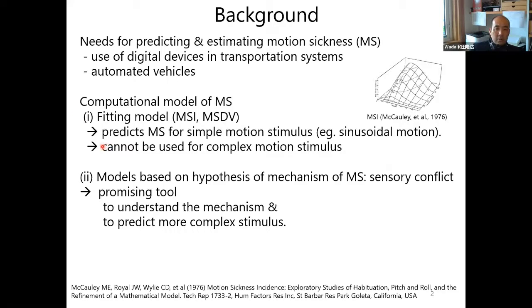Besides, there are several models that are based on a hypothesis of the mechanism of motion sickness, including sensory conflict theory or neural mismatch theory. They are promising for understanding the mechanisms of motion sickness and for predicting it for more complex motion stimuli.